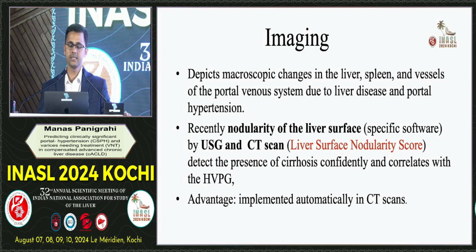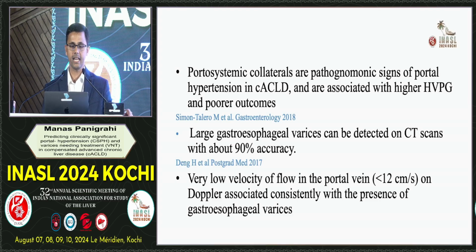Imaging, what does it do? Ultrasound, CT, MRI depict macroscopic changes in liver, spleen and vessels. So recently there is a liver surface nodularity score which can detect the presence of cirrhosis confidently and correlate with HVPG. The advantage is that it can be implemented in day-to-day practice and automatically fit into the CT scan, so we can have that.